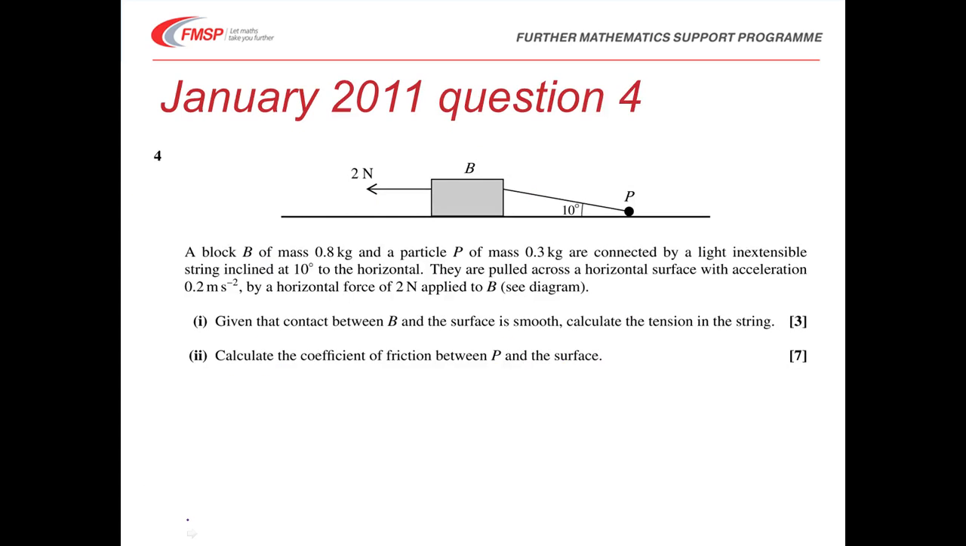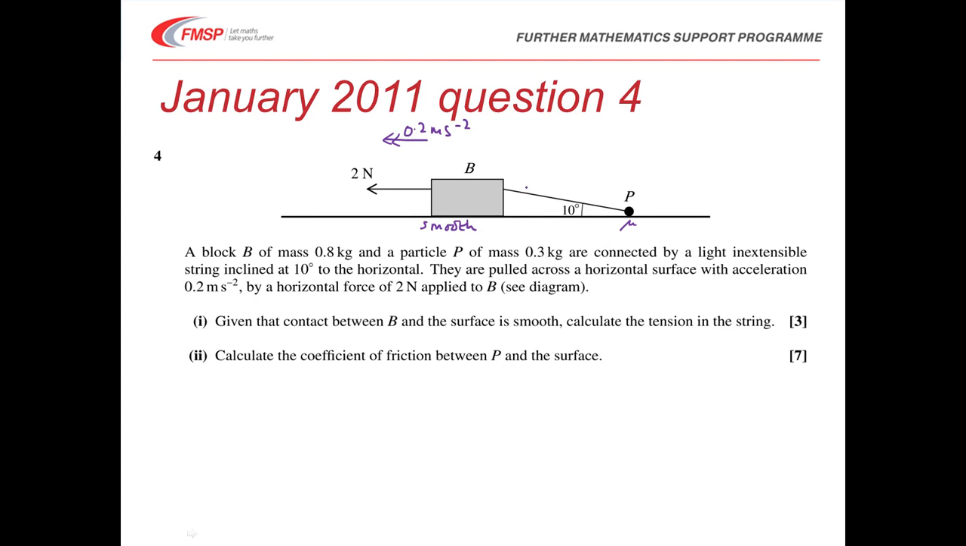Here's the second question I want to look at. This is a connected particles question. We have a block of mass 0.8 kilograms, and it's being pulled to the left by a force. We're told there's an acceleration of 0.2 meters per second squared. And towing behind it, there is an object P, which is in contact with the plane, and whereas B makes smooth contact with the plane, there's friction between P and the surface, so there's a value of mu to be found here.